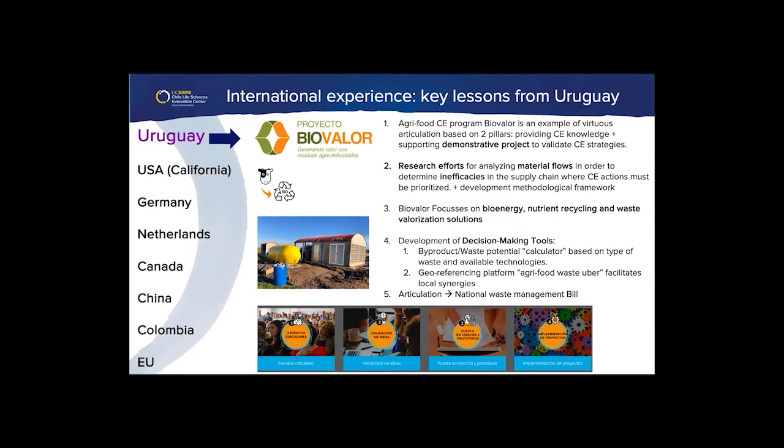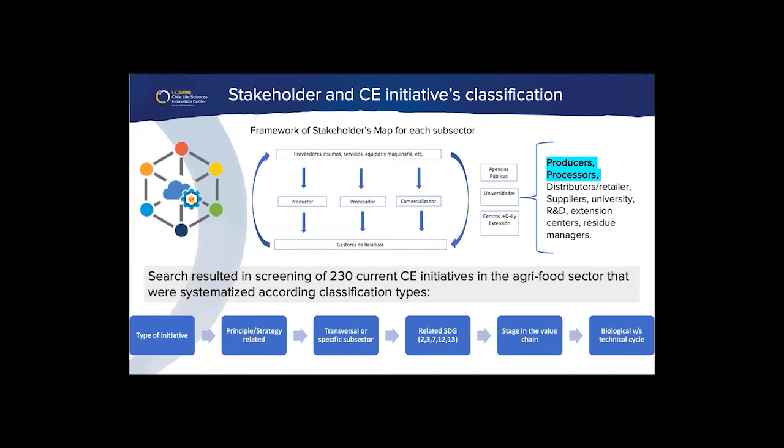What I think is great about this program is that they are focusing research efforts on analyzing material flows in order to determine where the system inefficiencies are, where the loops to be closed are, and then develop science-based tools for the sector and also for public policy. They have developed some tools like, for example, the byproduct waste calculator, and also the geo-reference platform, like an Uber for agri-food waste. So this is just one of the examples that I think is a great inspiration for us in Chile to be looking at.